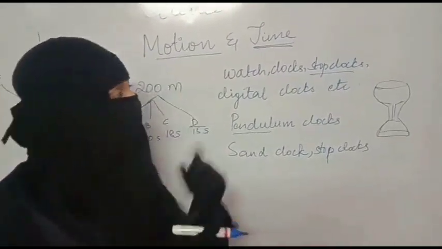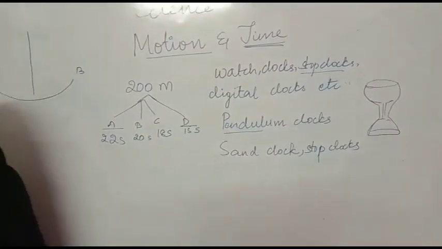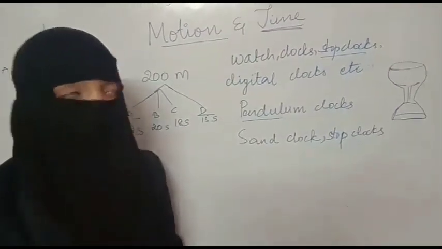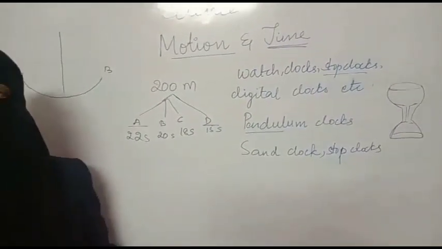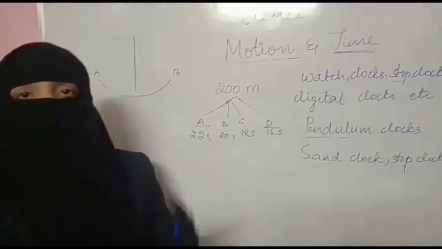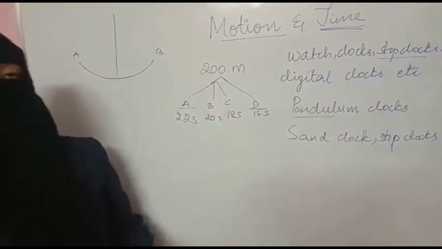Other than stop clocks, we use watches. A wristwatch will be present, and as well as here we have digital clocks, electric clocks, etc. Nowadays, stop clocks are present in every cell phone. If you go to the settings, you can find a folder that is nothing but the stop clock.